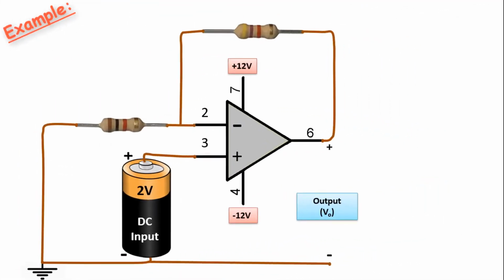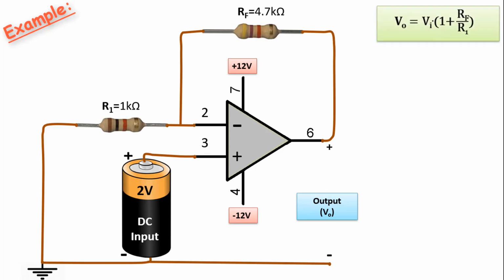If you wish, you can look at how it is found later. We can better understand what we are saying by solving an example. Let the input value again be a 2-volt DC input. Resistance values? Let R1 equals 1 kiloohm and Rf equals 4.7 kiloohms. What is the output value?